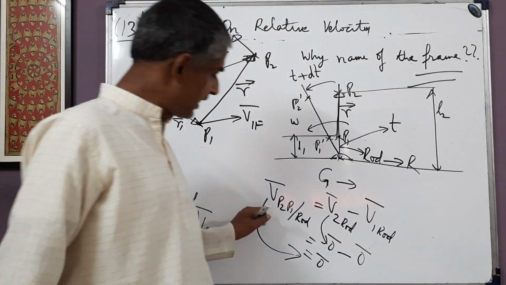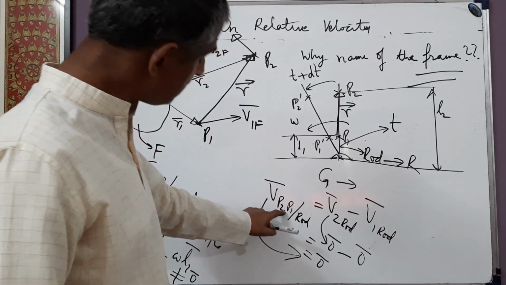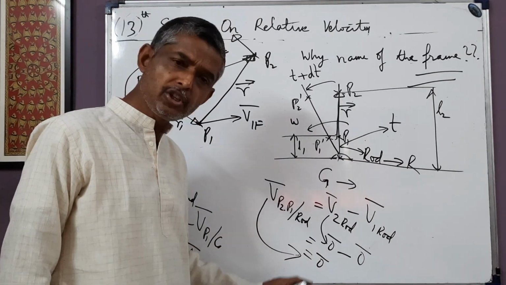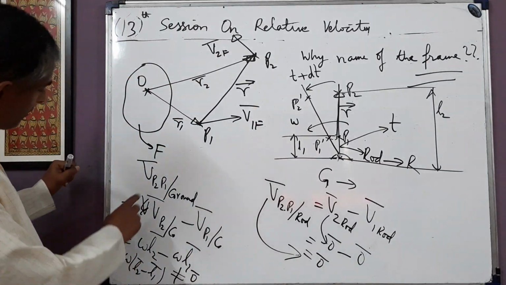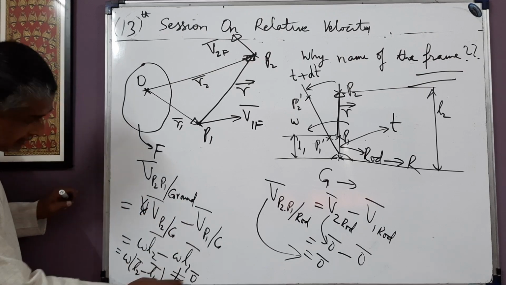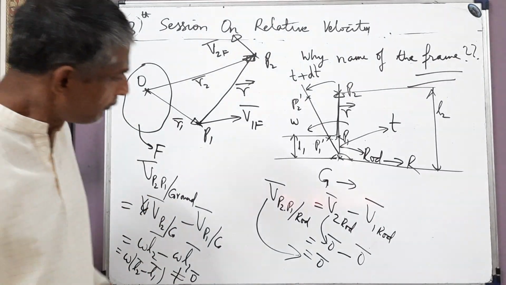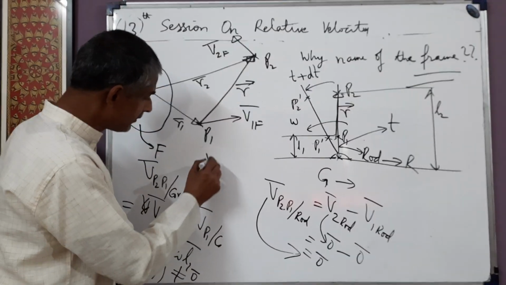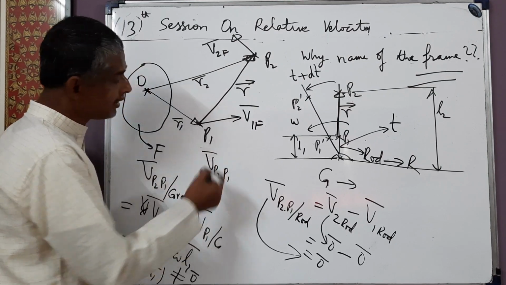So if we take the velocity of P2 with respect to P1 in the rod frame, it is 0. And if we take the velocity of P2 with respect to P1 in the ground frame, it is non-zero. So if we don't specify the name of the frame, and we simply say V P2 P1, will it have any meaning?